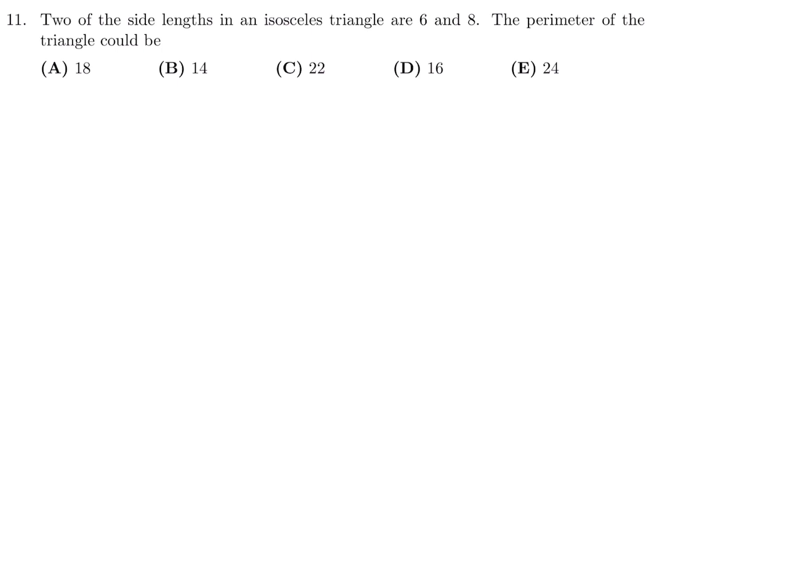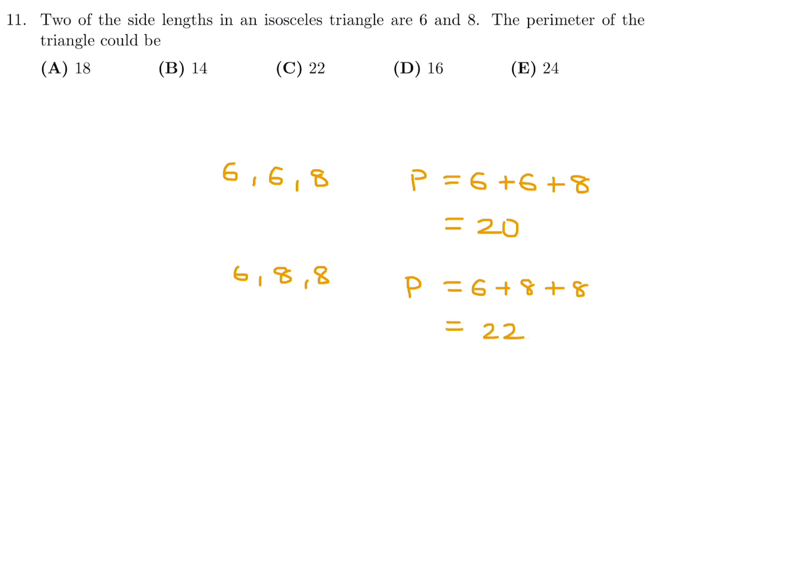If the sides are going to be 6, 6, and 8, the perimeter would be 6 plus 6 plus 8, and that is 20. Well, 20 is not one of the answer choices, so let's try 6, 8, 8. Two sides are going to be the same, so let's make the side that's 8 appear twice. So now the perimeter is 6 plus 8 plus 8, and that is 22, and that is one of the answer choices. Number 11 is C.